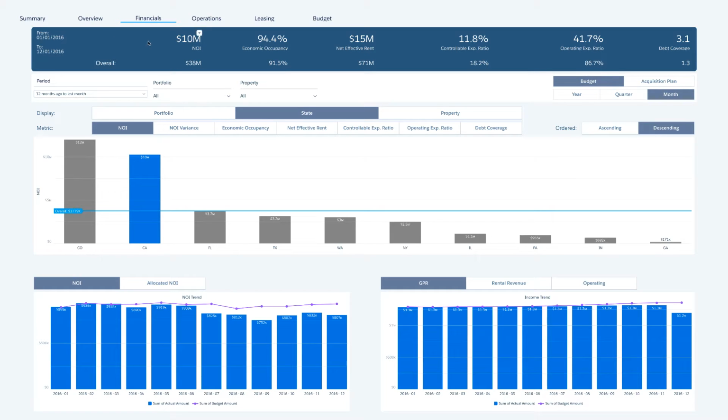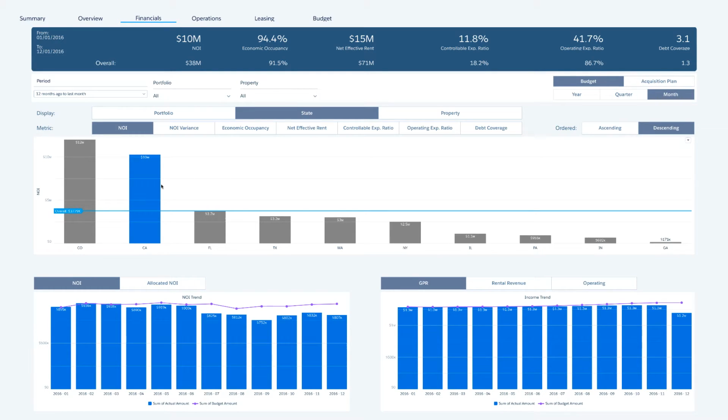At the top are a series of key performance indicators, in this case for California. I also have a comparison to the overall results for Next Level. I can filter to a specific time period, portfolio, or individual property. I can also look at my results compared to budget or planned acquisition.